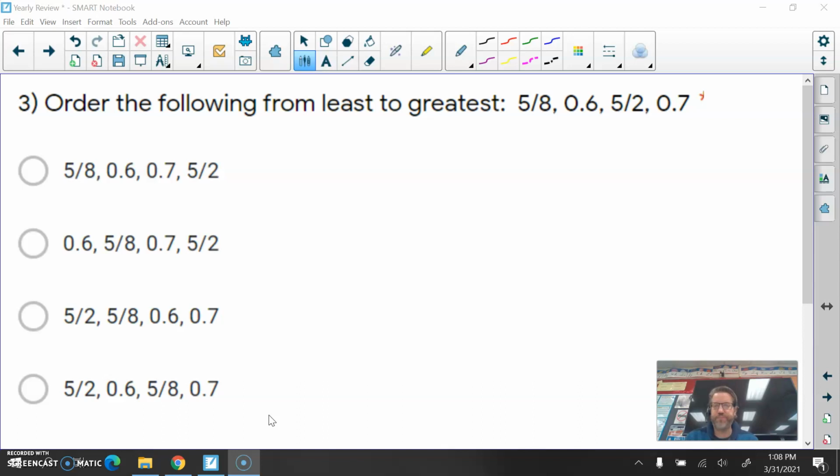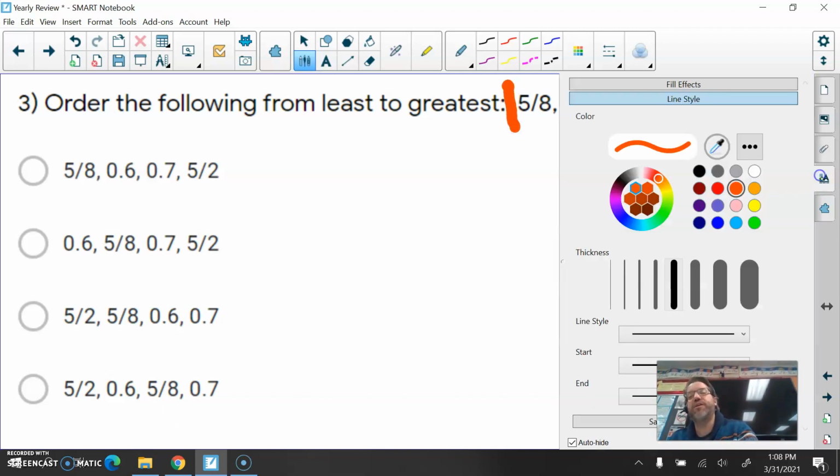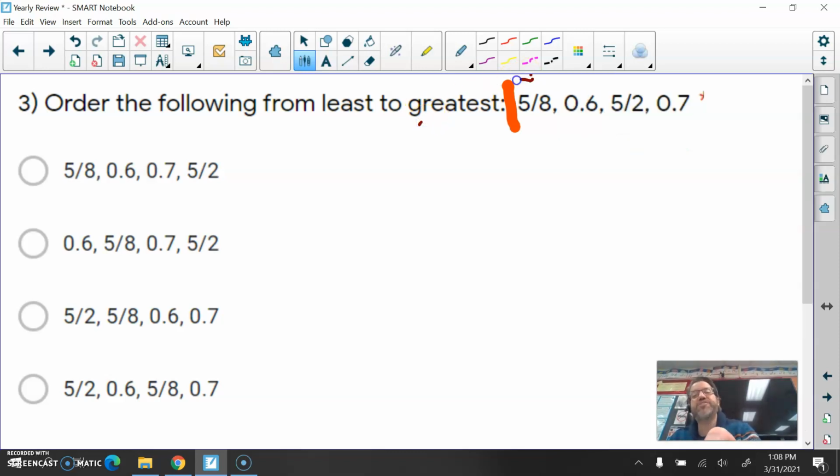Order the following from least to greatest. Some of these are written as fractions, some of these are written as decimals. These are all called rational numbers. Rational numbers. Ooh, that's large. I need to shrink that down a little bit here. Yeah, these are all rational numbers, and we need to be able to compare rational numbers and get them in order. We're going to go least to greatest here.